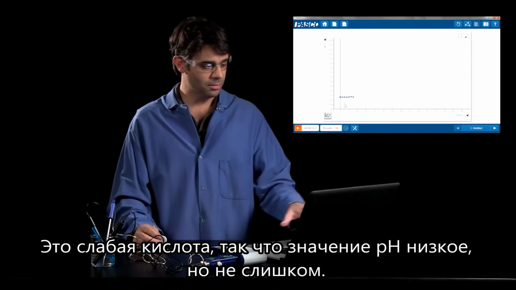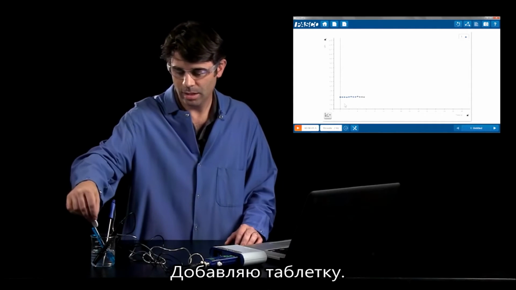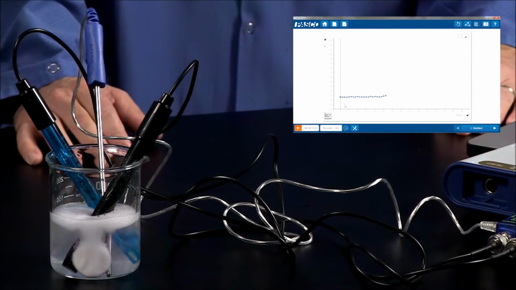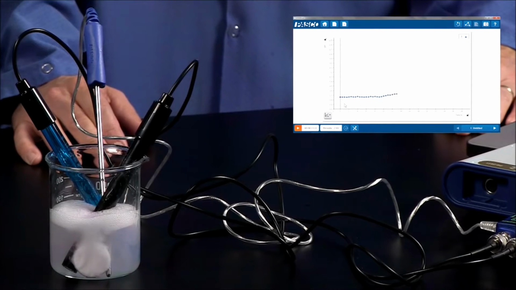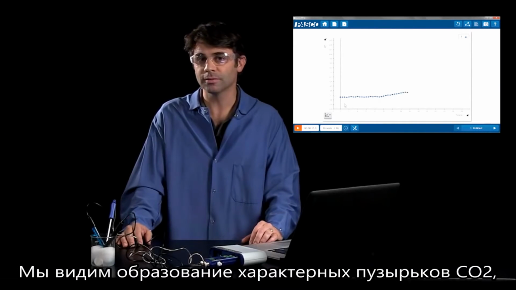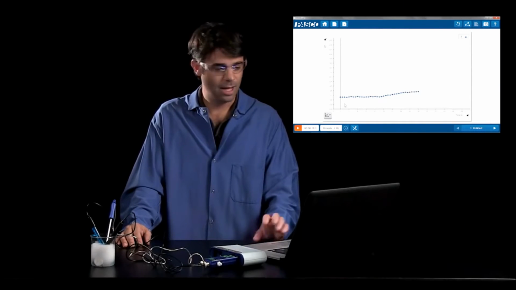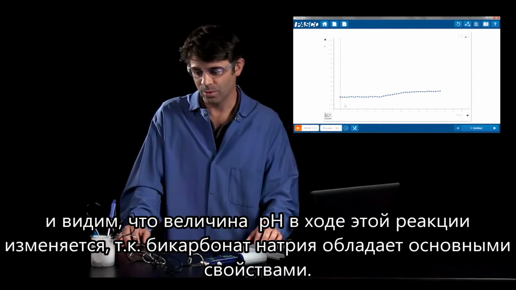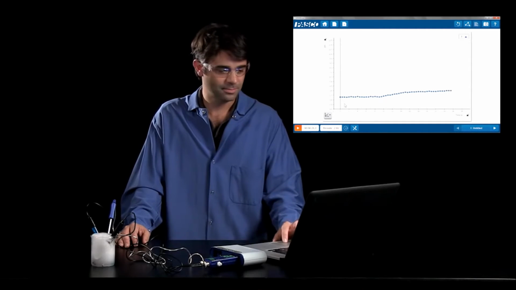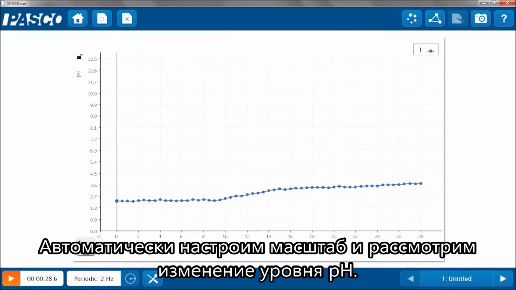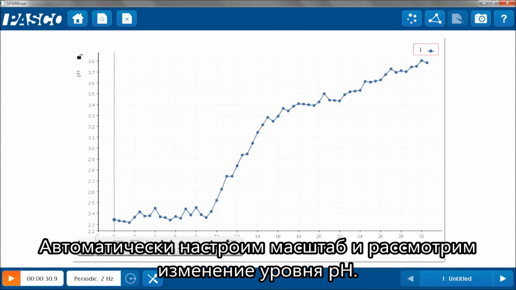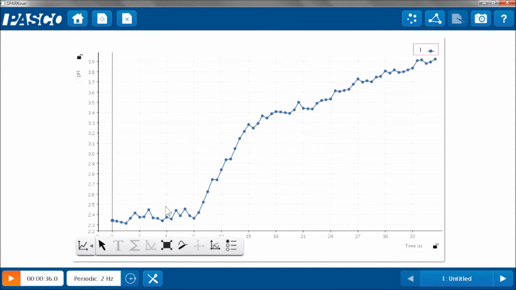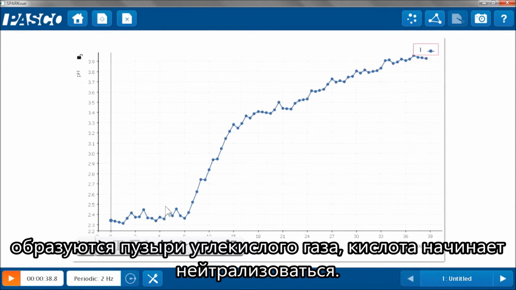And it's a weak acid, so I have a low but not too low pH. I'll add my Alka-Seltzer. And we get our characteristic bubbles of CO2 forming. And we can see that the pH is changing because of that, the Alka-Seltzer being an antacid, or a base in this case. We'll auto-scale this, and we'll see how the pH is changing. There's a pretty dramatic rise in the pH as the reaction proceeds. The bubbles form, and the acid is beginning to be neutralized.